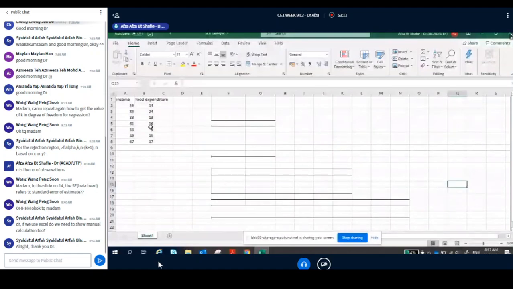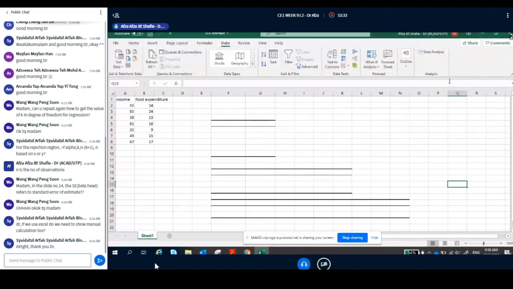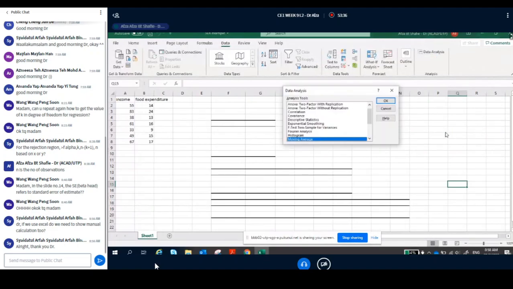In order to use Excel, first you need to have the data, and decide which is your X and which is your Y. Income is your X, and food expenditure is your Y. Then we run the data analysis and pick Regression. For the last class, for ANOVA, you picked ANOVA single factor. Here we pick Regression.